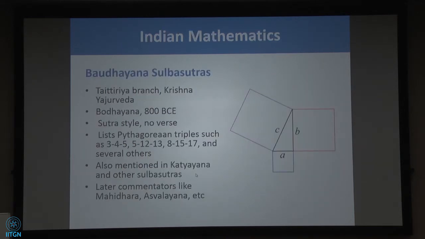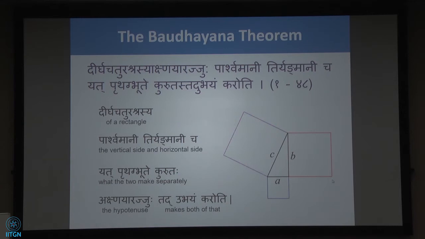Now, looking at how this is presented in Indian mathematics, in the Baudhayana Shulba Sutras, this is the most ancient occurrence of this theorem, and it appears in sutra style, which is the earliest style of literature that we see, attributable to Baudhayana. In addition to the theorem, it also lists several instances of Pythagorean triples like 3, 4, 5, 5, 12, 13, and so on. And it also appears in later Shulba Sutras as well.